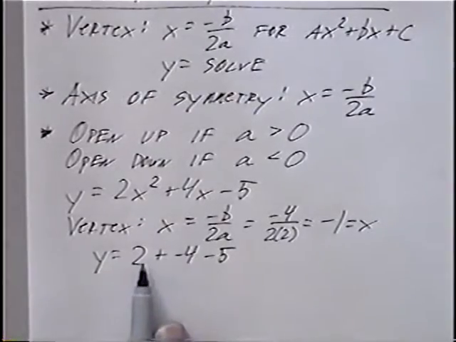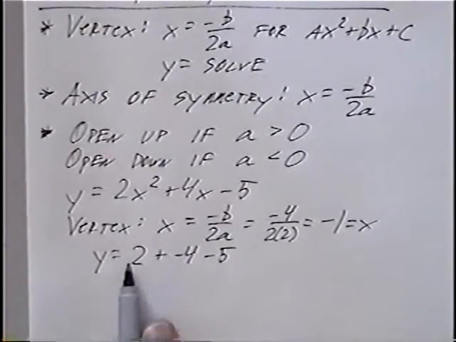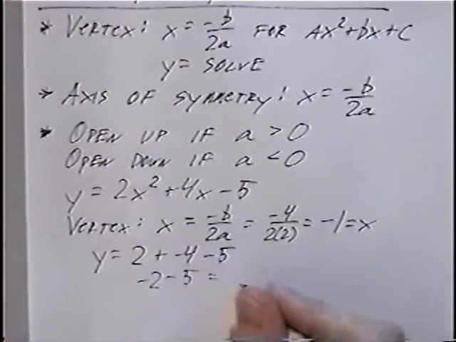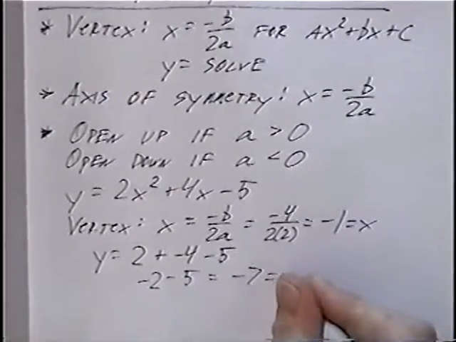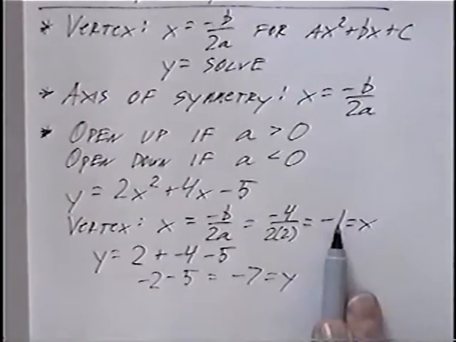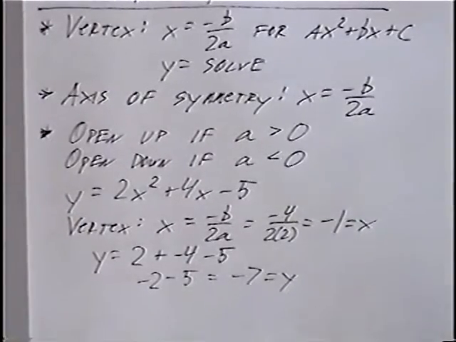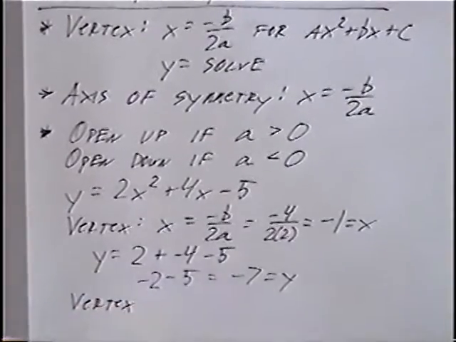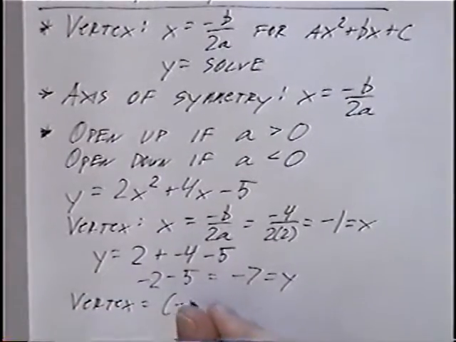2 plus a negative 4 is the same as 2 minus 4, that would be negative 2. And negative 2 minus 5 would be negative 7, which is what y is equal to. So our vertex, x equals negative 1, y equals negative 7. We can write that as a point, negative 1, comma, negative 7.